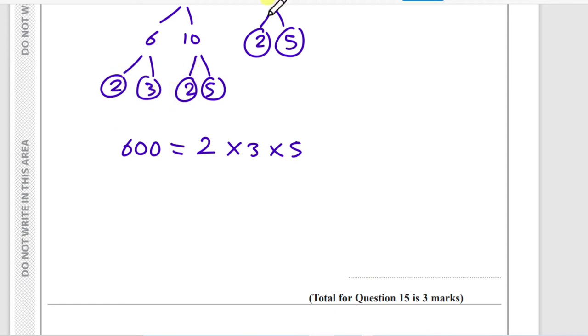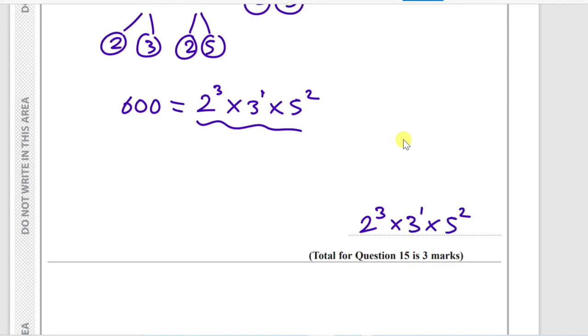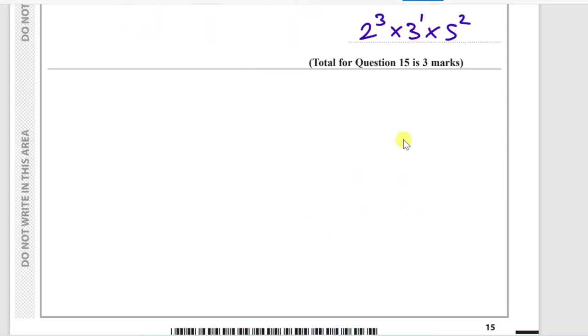2s, we have 1, 2, 3 pairs of 2s, so 2 to the power of 3. For 3, we only have 1 of them. And for 5, we only have 1 and 2, so that's 2. This would be your answer here. So you just write here, 2 to the power of 3 times 3 times 5 to the power of 2. You can put 1 power here, but I personally like to do it for neatness.